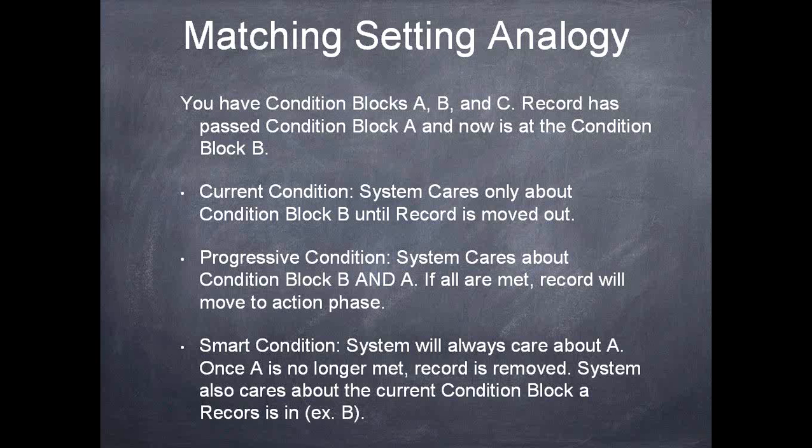If the record meets the criteria for condition block B and continues to meet the criteria for condition block A, then they will be moved through the workflow. Once they get to condition block C, now the system only cares about C, as well as will always continue to care about condition block A. If the record meets the criteria for condition block C and also continues to meet the criteria for condition block A, then they will continue through the workflow.